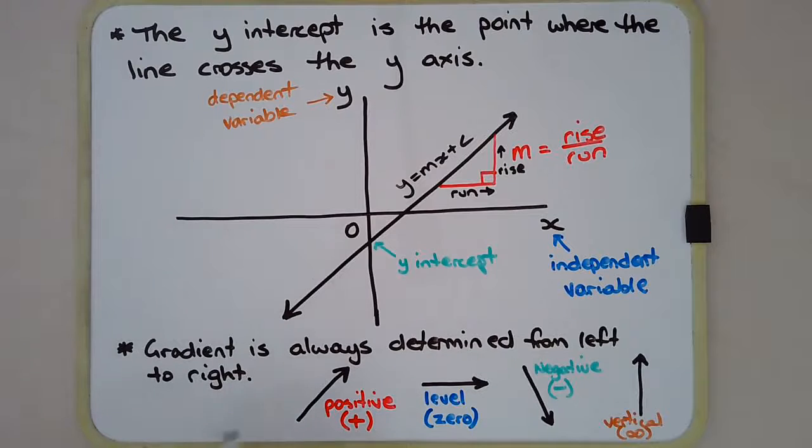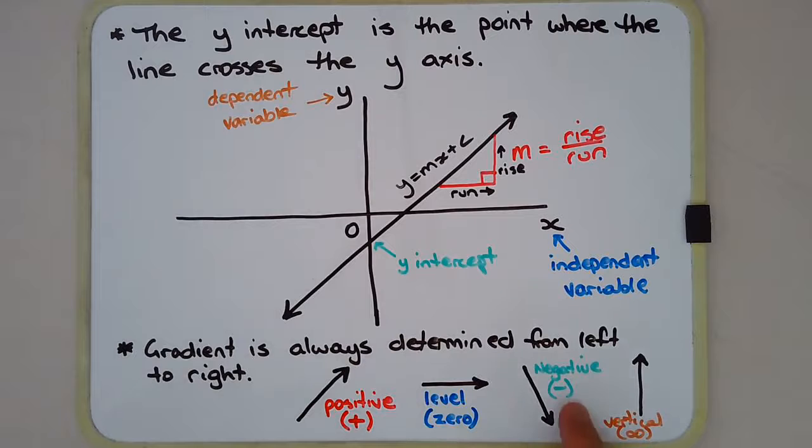So let's look at some examples of gradient. A positive gradient is basically an uphill. A level gradient, which we also call the zero gradient, is basically just a horizontal line. It's equivalent to a level playing field. If you were to put a spirit level, or even use a levelling app on your phone, it would read 0. There's neither uphill nor downhill.